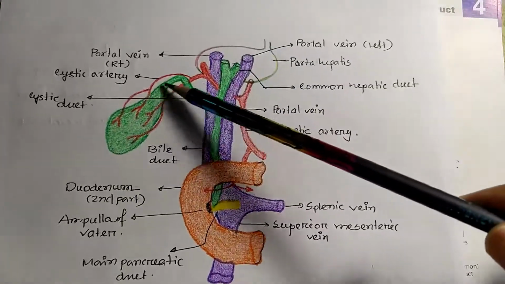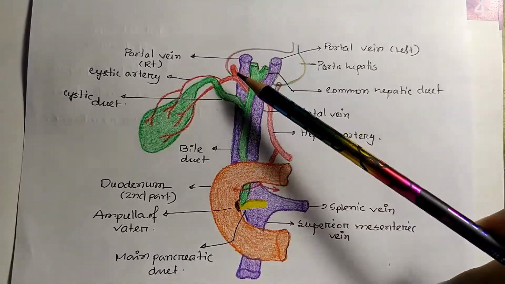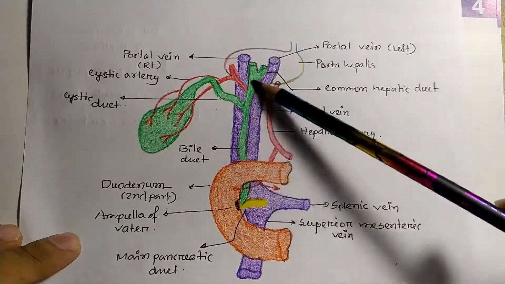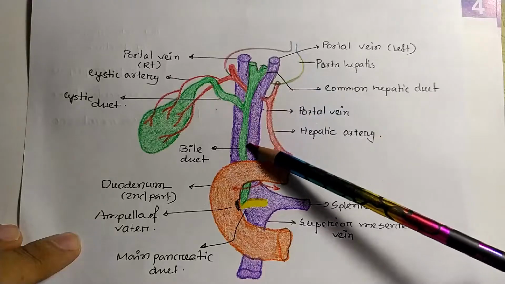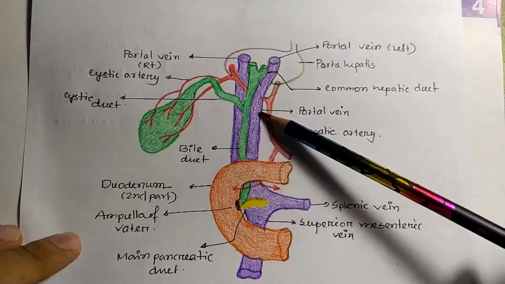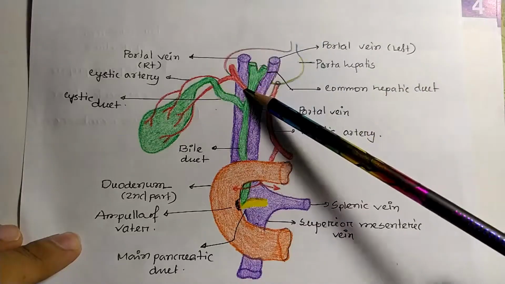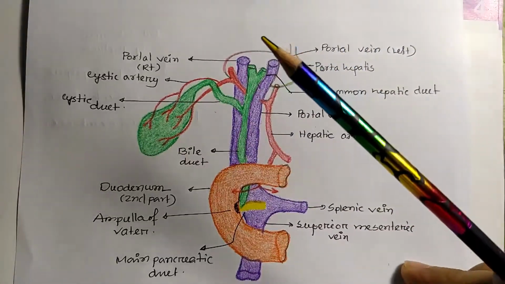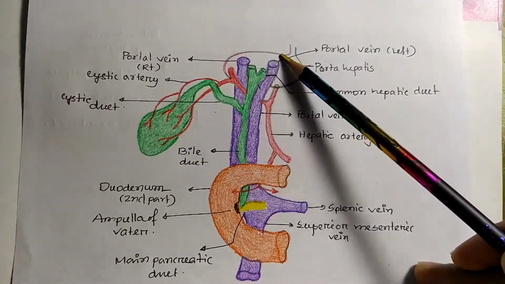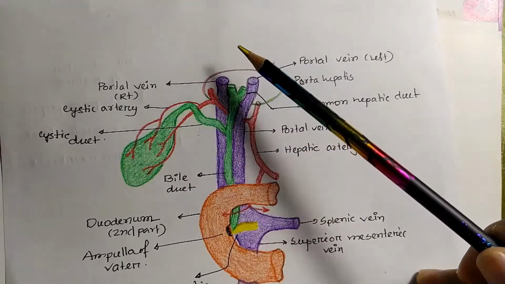So cystic artery is the main branch of gallbladder, and the venous drainage is the cystic vein. That means here it is the portal vein, the largest venous drainage or portal system of the human body, that is liver portal system. So cystic vein will derive from the portal vein. That is the right branch of portal vein. So this is the right branch, this is the left branch. So cystic vein will come from the right branch of portal vein.